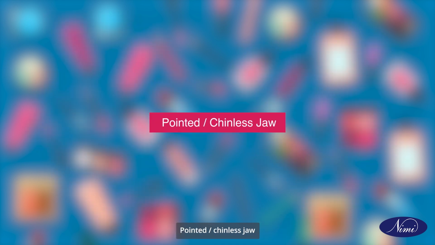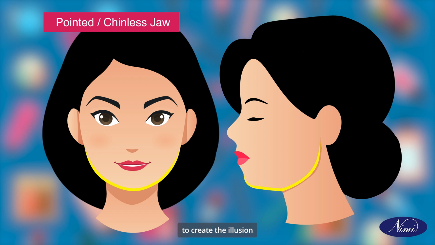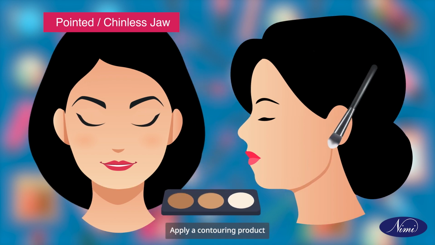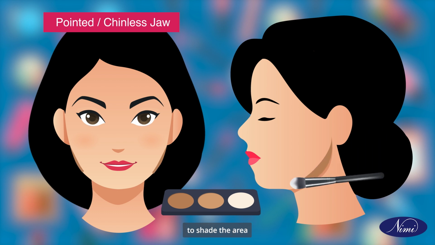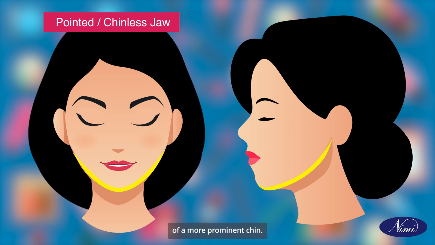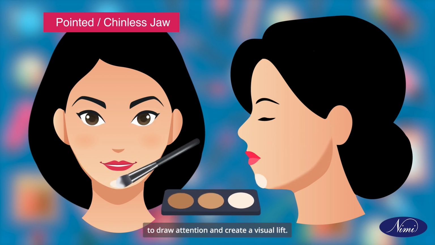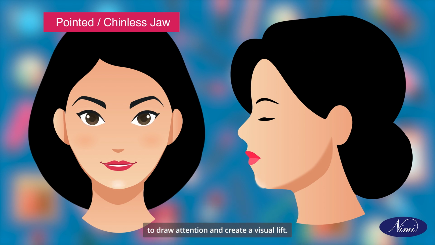Pointed or chinless jaw. If your client has a pointed or chinless jaw, you can use makeup to create the illusion of a more defined chin. Apply a contouring product or a matte bronzer to shade the area just below the jawline and extend it towards the chin to add depth and create the appearance of a more prominent chin. Use a highlighting product on the tip of the chin to draw attention and create a visual lift.